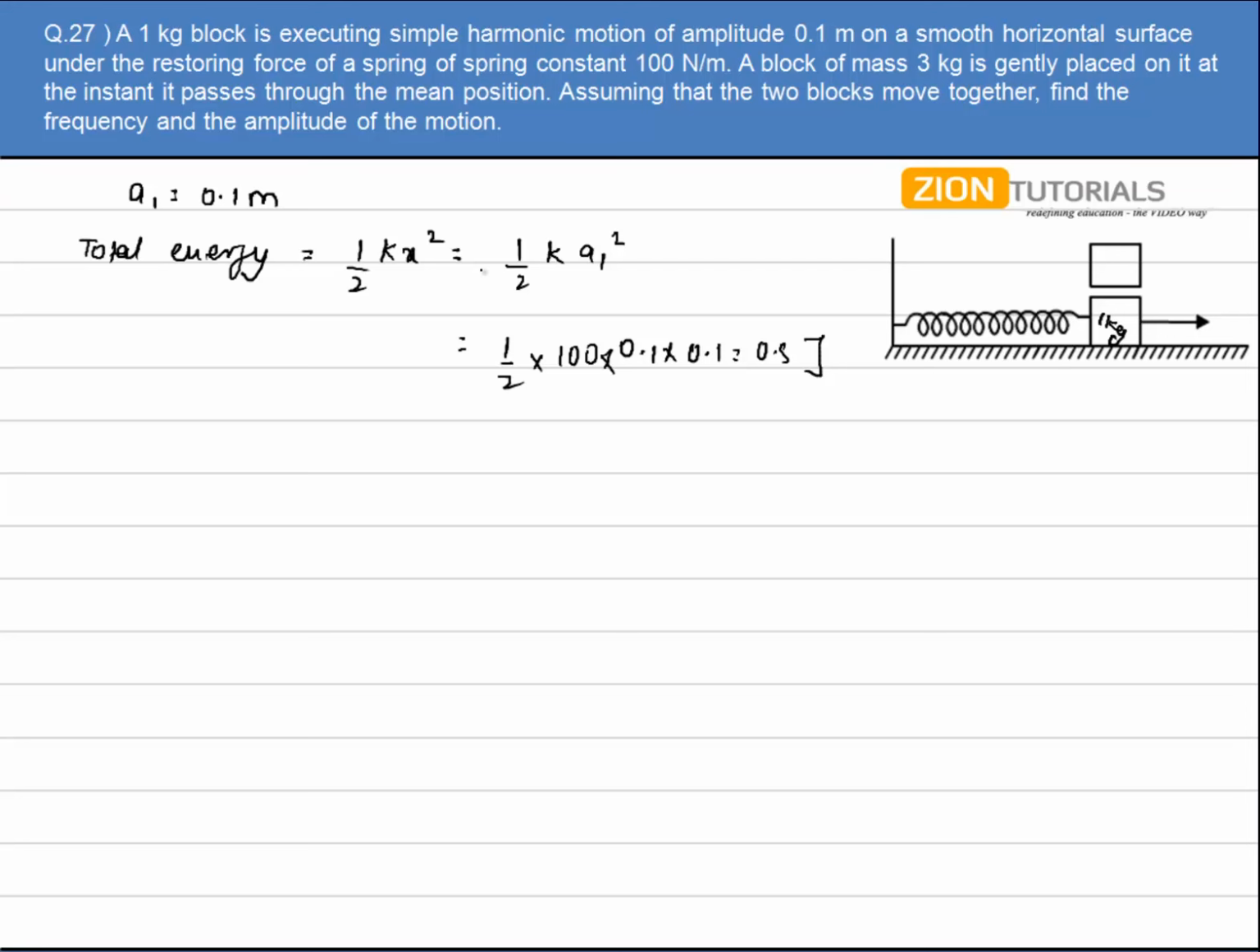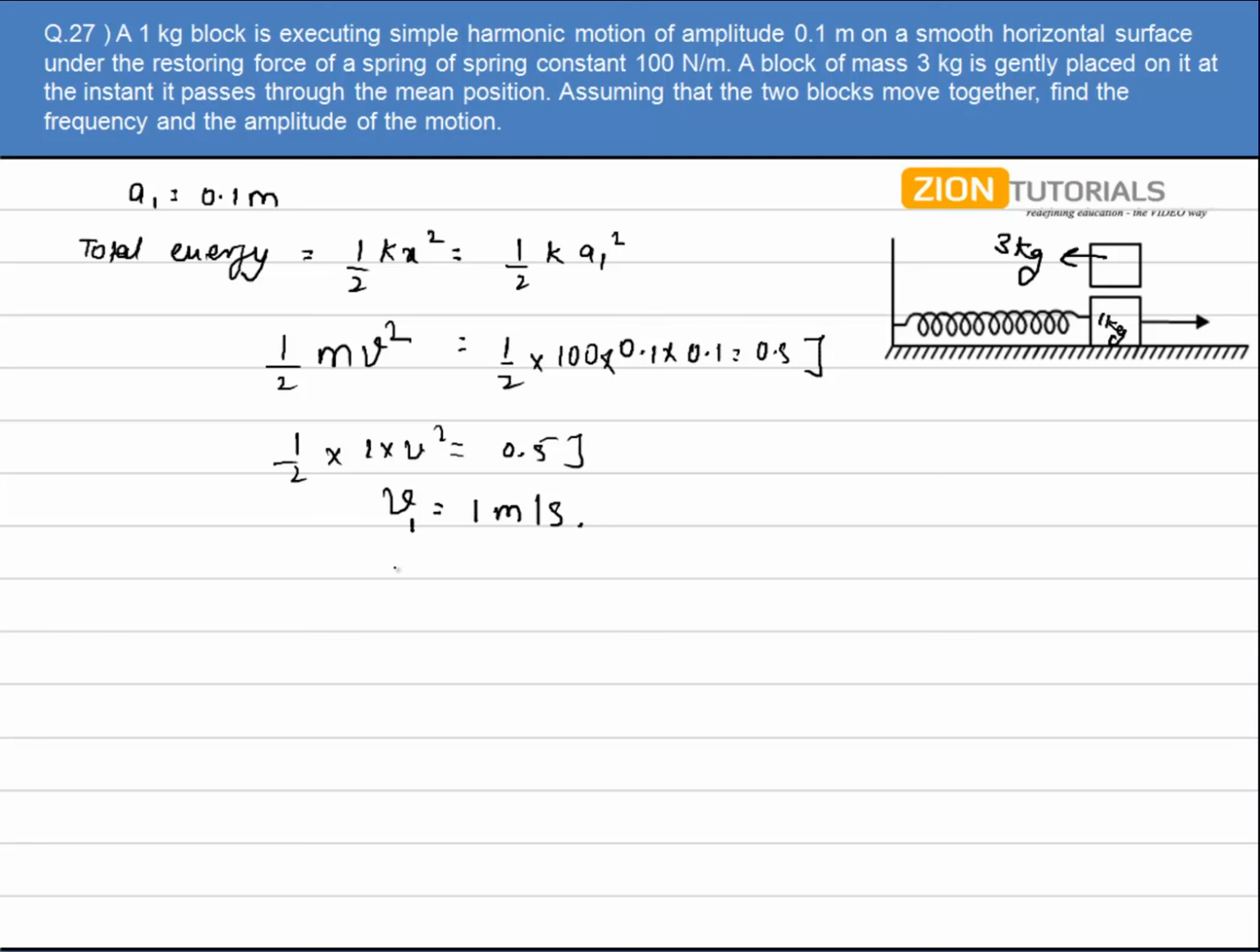Now I can calculate the velocity of the 1 kg block at the equilibrium position, because at that very instant the whole energy will be converted into the kinetic energy of the 1 kg block. So that is equal to half of m into v square, that is 0.5 joules. So the velocity comes out as 1 meter per second. Fine. Now this is the initial velocity of the 1 kg block, and suddenly and calmly the 3 kg block is placed on the 1 kg block.